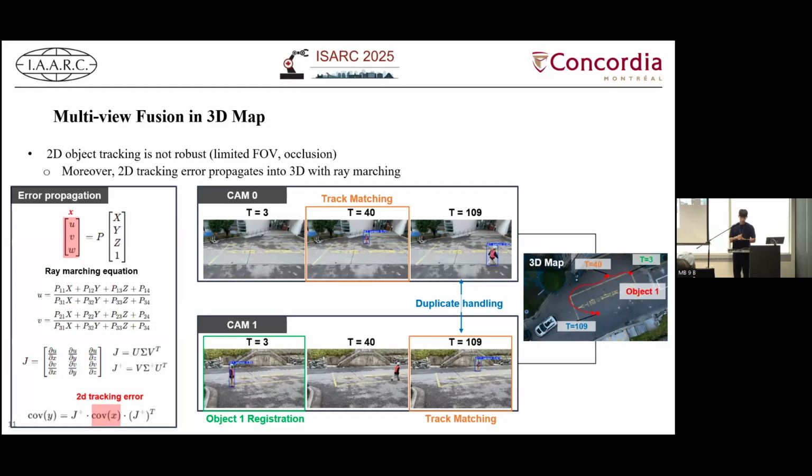For example, as highlighted in green, object 1 first appears in camera 1 and is registered into the 3D map. And after that, as highlighted in orange, the same object 1 appears in another camera and the system starts track matching. Track matching compares with the existing position in the 3D map and chooses the point with lower error. This can handle the duplicates among the multiple cameras.